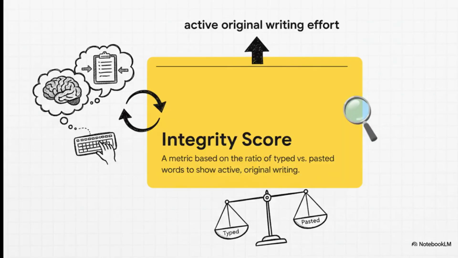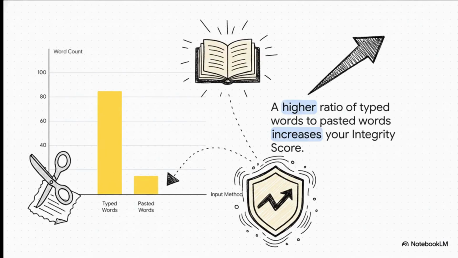All that data then gets crunched into something they call an integrity score. It's really just a number that's calculated from the ratio of typed words versus pasted words. The whole idea is to give you a simple, data-backed way to show you were doing active, original writing. Yeah, it's really that simple. The more you type and the less you paste, the higher your integrity score goes. It's a straightforward way to show that you were the one composing the thoughts, not just copy-pasting stuff from other places.